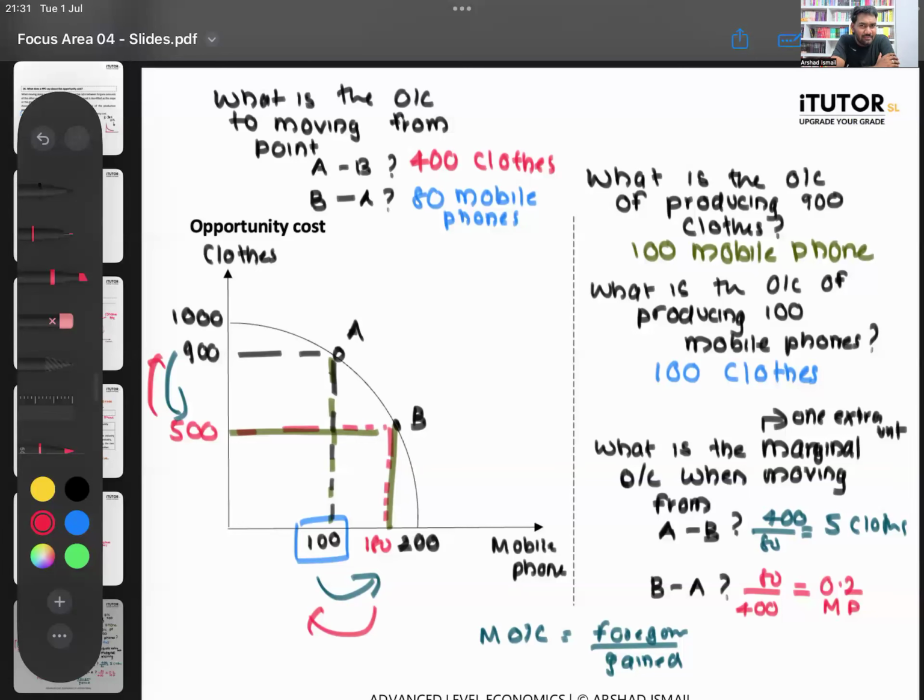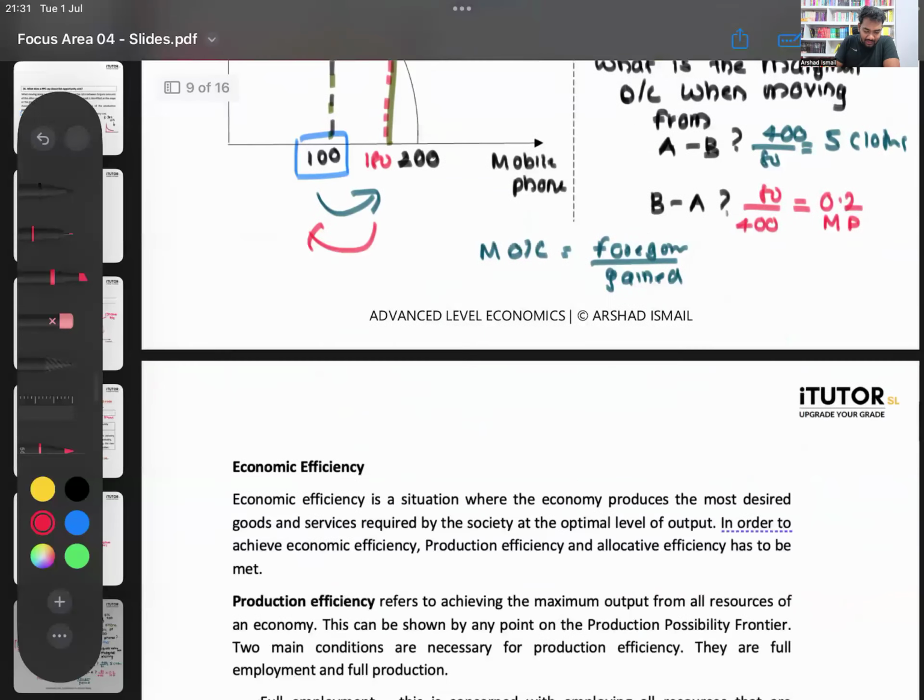So in your exam, if they ask you to show opportunity cost on a PPC, what I will recommend is draw a diagram like this, mark two points A and B. You can say when moving from A to B, this is the opportunity cost. When going from B to A, this is the opportunity cost. You can explain it that way. Done. Okay, then we come into this.